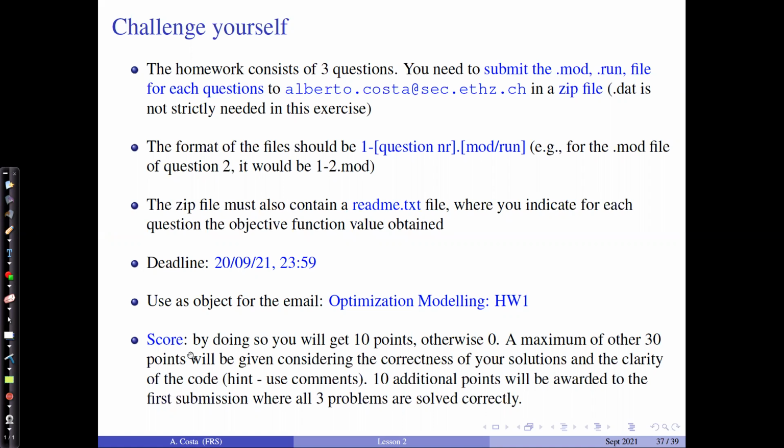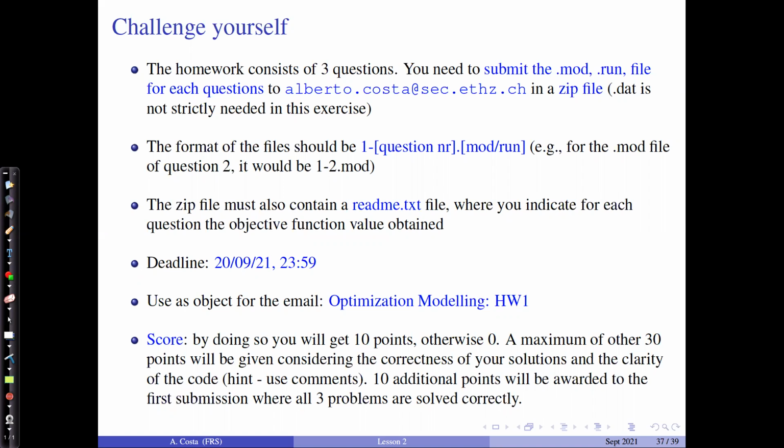How will you be graded? If you submit the file by the deadline, you get 10 points. Otherwise, you get 0. Then a maximum of another 30 points, more or less 10 for each question, depending on whether the solution is correct and on the clarity of the code. For example, you can use the hashtag for commenting. I suggest you do that to make the code clear. And there is also a bonus of 10 points for the first person who sends the correct solutions for all of them.